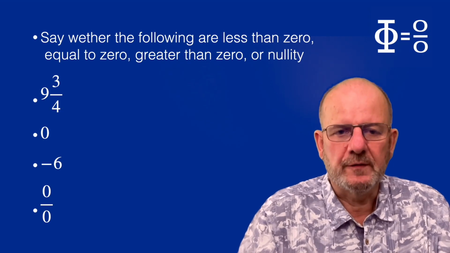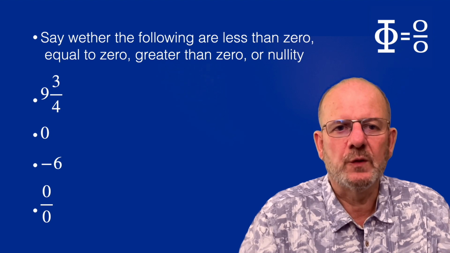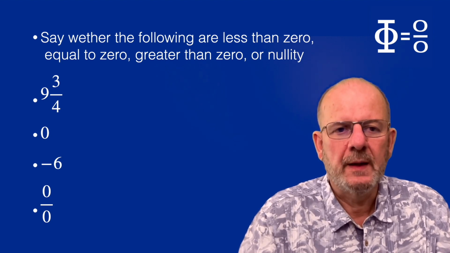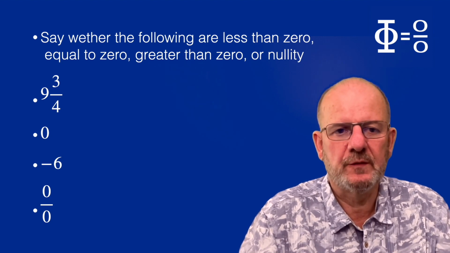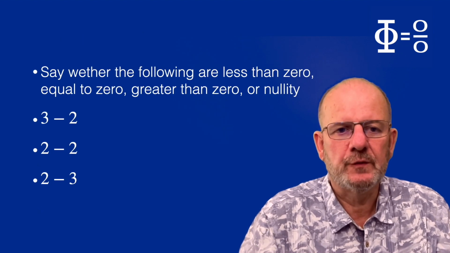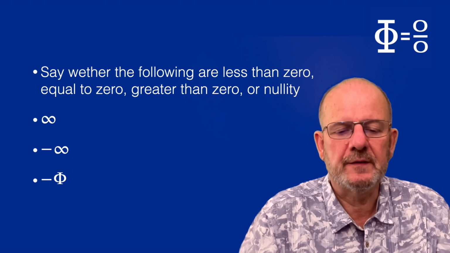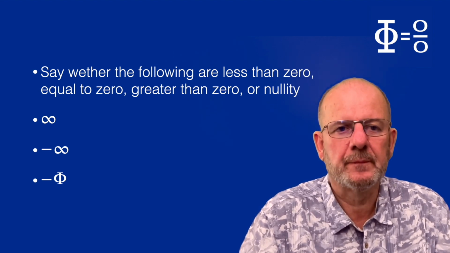So here are the questions. Say whether the following are less than 0, equal to 0, greater than 0, or equal to nullity. 9 3/4, 0, minus 6, 0 divided by 0, 3 minus 2, 2 minus 2, 2 minus 3, infinity, minus infinity, minus nullity.